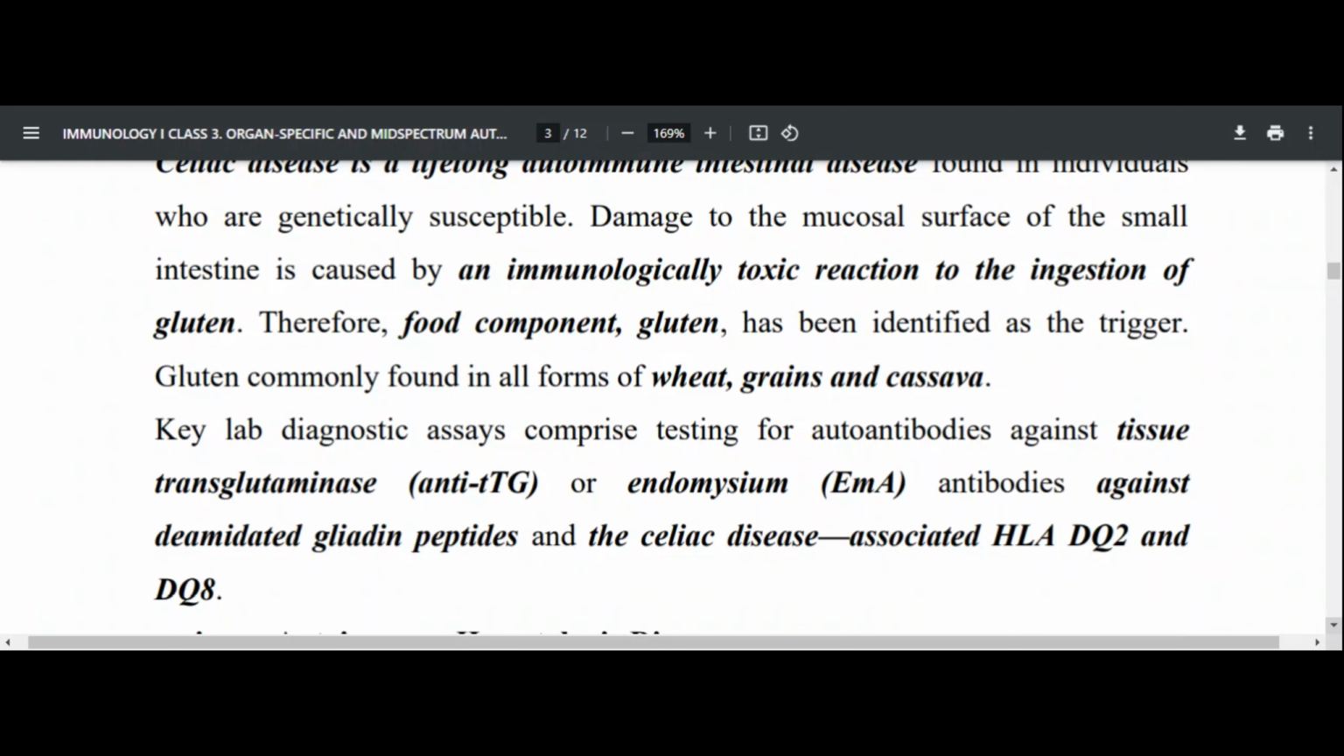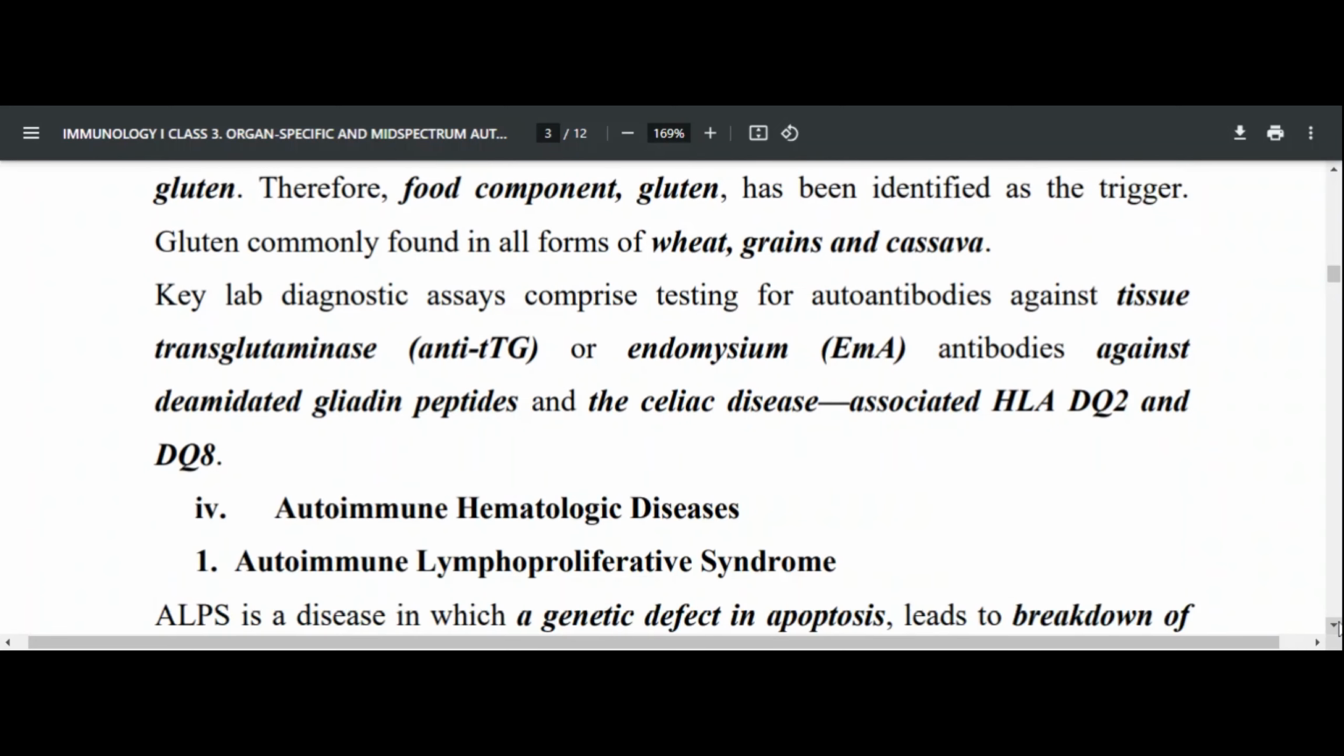So because of the stimulation by gluten, which is a molecule that is found in different grains and wheat and cassava and other types of foods, the only people who are susceptible to this reaction are the ones who normally react to gluten. Not everybody reacts to gluten.